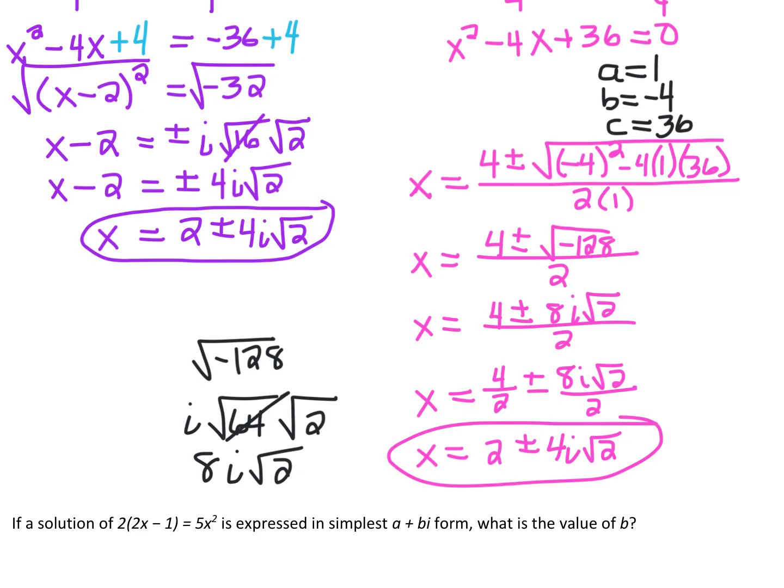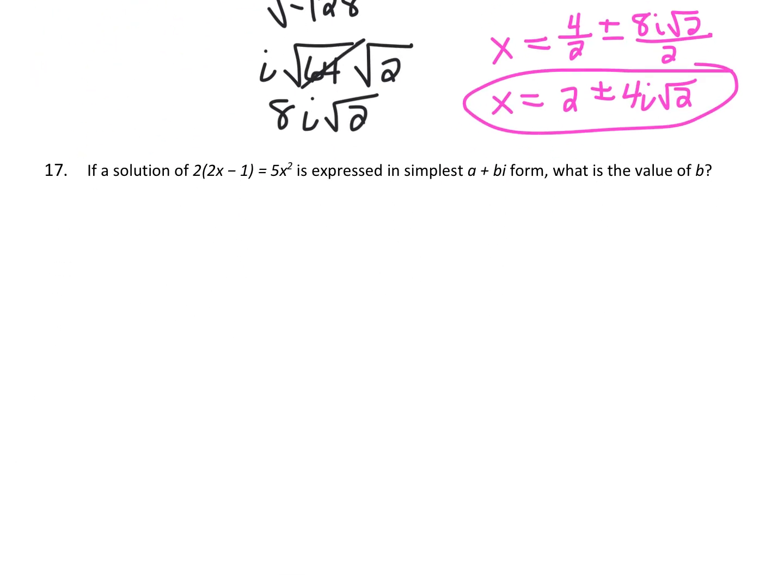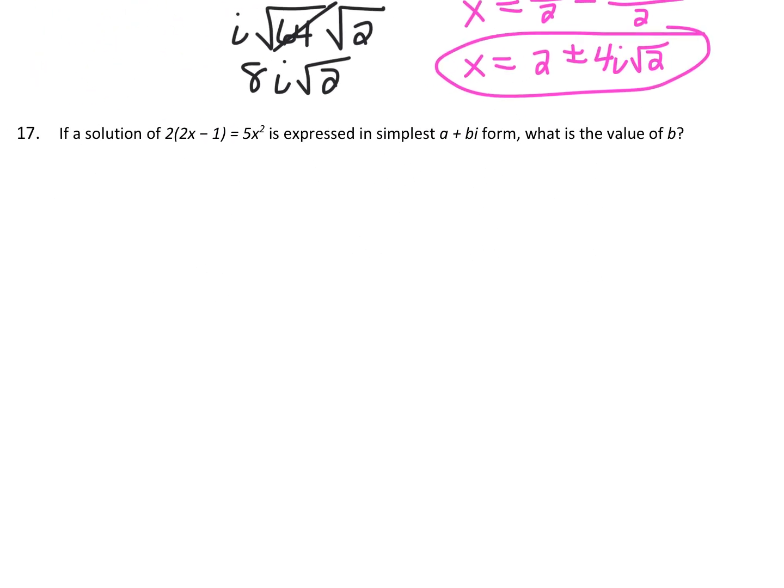All right, number 17. If a solution to this equation is expressed in a plus bi form, what is the value of a? All right, so first thing, let's distribute the 2 into the parentheses. So 2 times 2x is 4x, and 2 times negative 1 is negative 2. Okay, so now, I like to have a positive leading coefficient. So rather than subtracting the 5x squared over and having a negative, I'm actually going to move these two terms. And at this point in math, you don't have to write minus 4x and then plus 2. You can just move it, right?